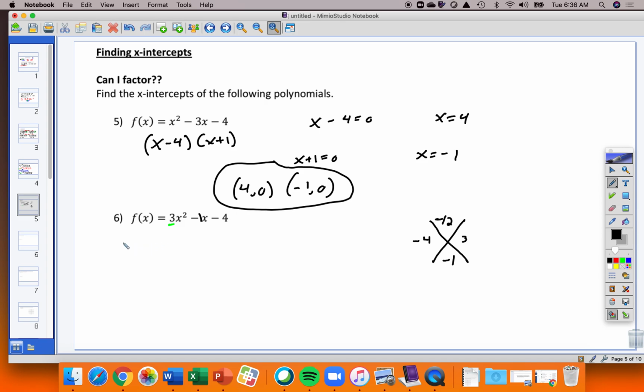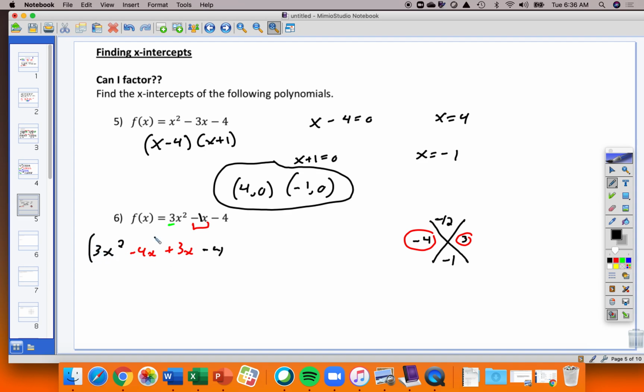Okay, so I'm going to take these two values and substitute them in for negative 1x. So I'm not going to change anything. It's going to be 3x squared, and then I'm going to rewrite negative x as negative 4x plus 3x minus 4. This is still negative 1. I just rewrote it. Now I can factor by grouping.